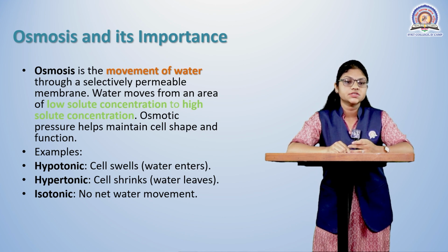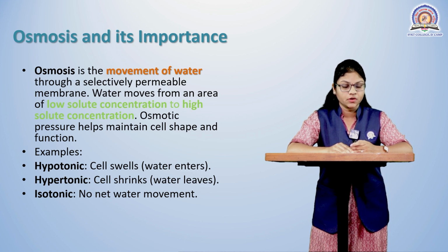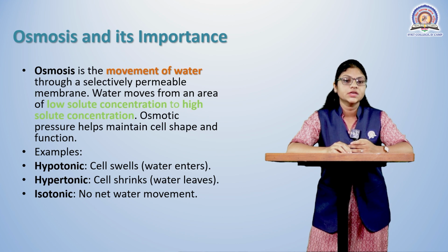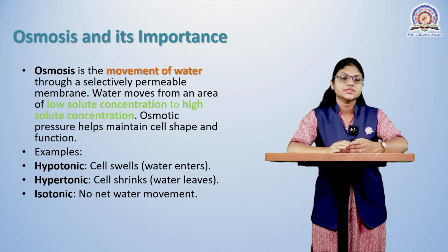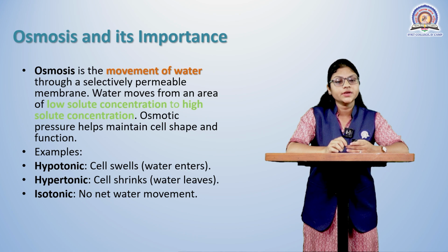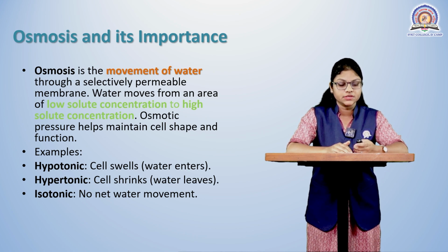In the second condition, a hypertonic solution, which has high solute concentration and low solvent concentration, water starts leaving the cell, so the cell shrinks. In the third condition, an isotonic solution, which has the same solute and solvent concentration as that of the cell, when we place the cell inside it, there is no net water movement.